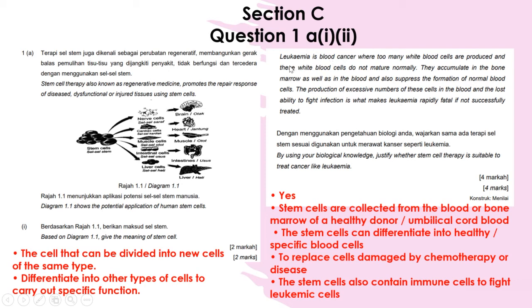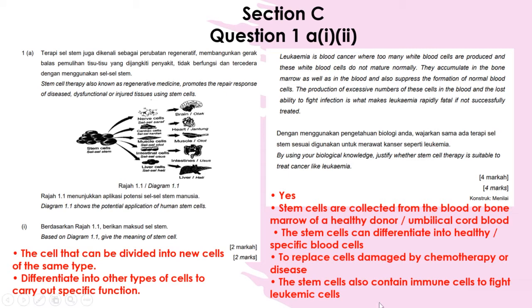Leukemia refers to blood cancer, whereby too many white blood cells are produced, but these white blood cells are not mature normally, and it will cause the white blood cells to not function.